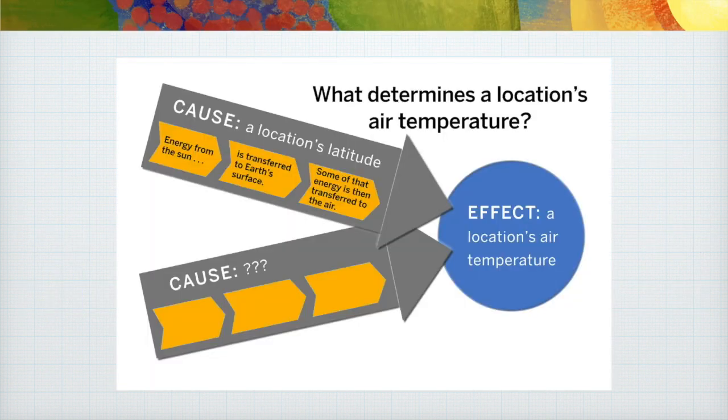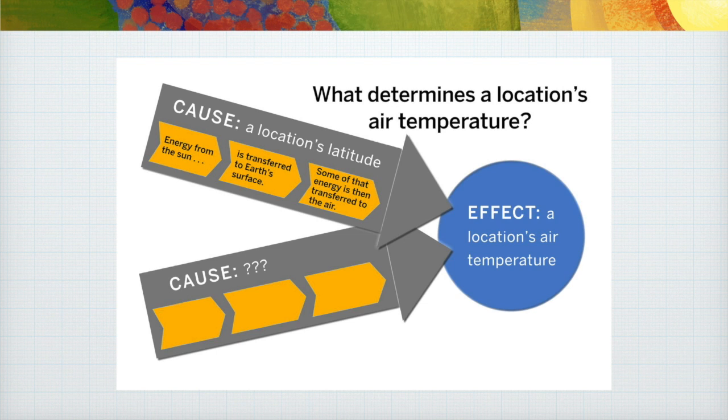Now, if we look here, we have the cause and effect, and our question is, what determines the location's air temperature? Here we have an effect. A location's air temperature is the effect. What happens? And one of the first causes that we got from chapter 1 is energy from the sun transferred to the Earth's surface. Some of that energy is then transferred to the air. So the cause is a location's latitude. But there must be something else.